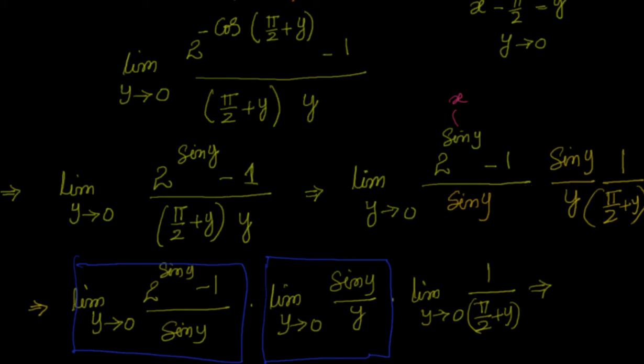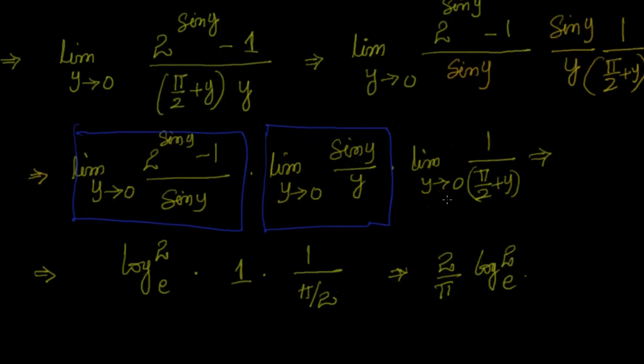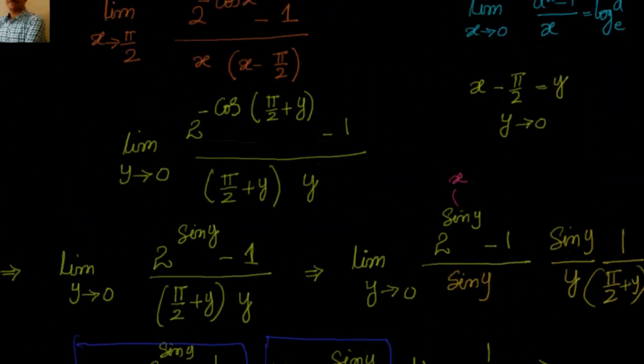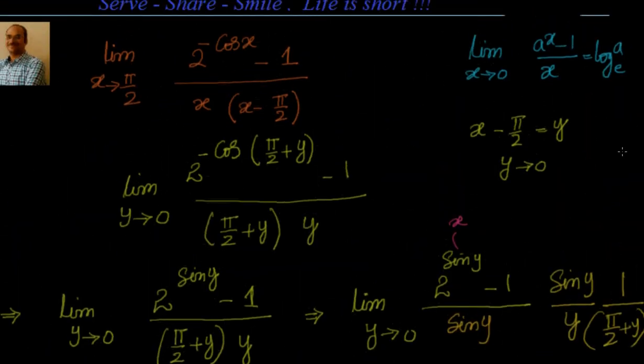Now you can separate them one after the other. The first one will give you log 2 to base e, the second one will yield the value 1, and the third one, when you substitute y equal to 0, we will get 2 by pi log 2 to the base e. Let's solve one more simple example.